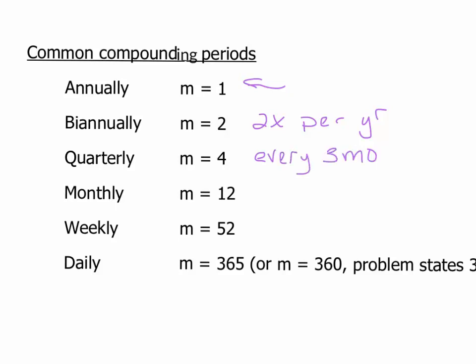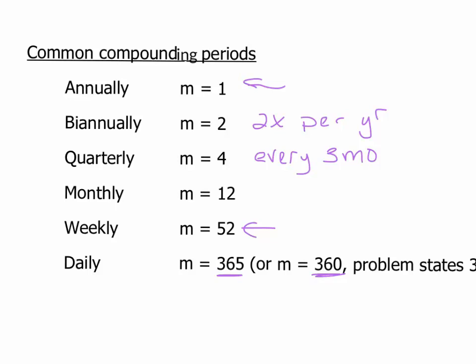We could compound monthly. There's 12 months in a year, so that would be M equals 12. We could compound weekly. There's 52 weeks in a year, so that would be M equals 52. We could compound daily. Sometimes when we're compounding daily, they use 365, or sometimes they'll say use 360 for the number of days in a year. We could also compound every minute. We could compound every second.